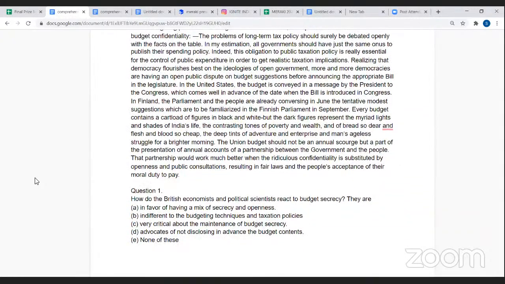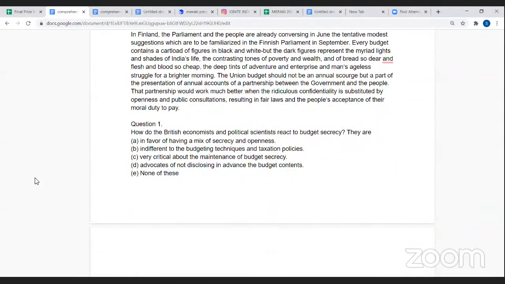Now we come to the first question. How do the British economists and political scientists react to budget secrecy? They are either C or D. C, very critical about the maintenance of budget secrecy.